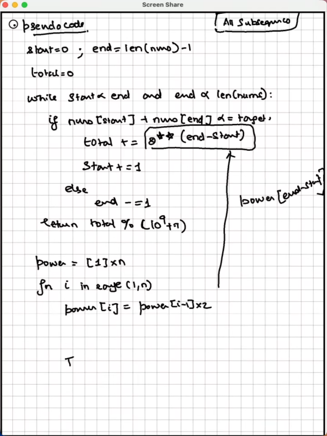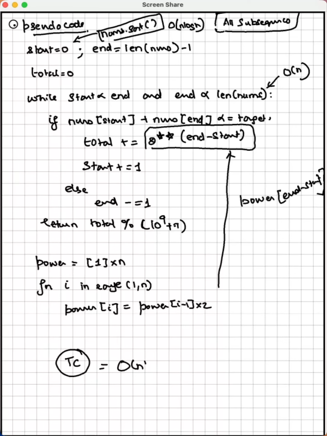Now when we come to the time complexity, most of the time is going to be taken by our sort. I missed writing the sort here, so I would just say nums dot sort. This is going to take n log n for me. After that, this while loop is just order of n, so the overall time complexity is going to be n log n.